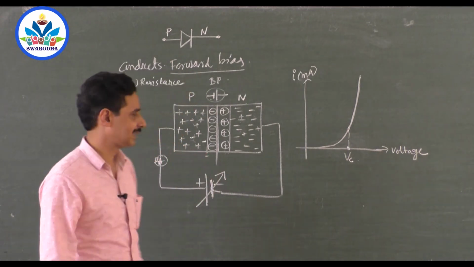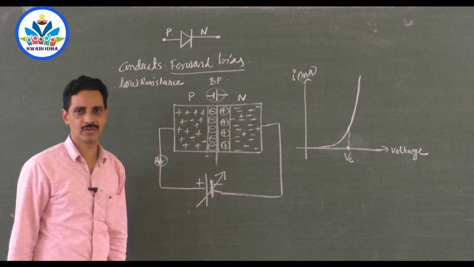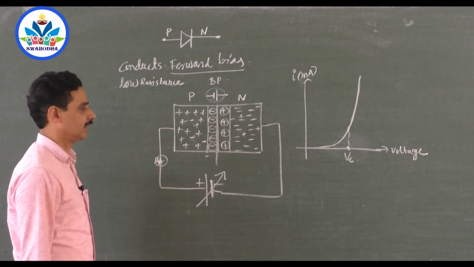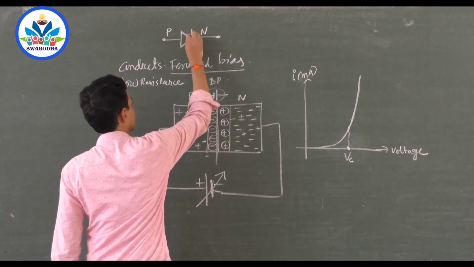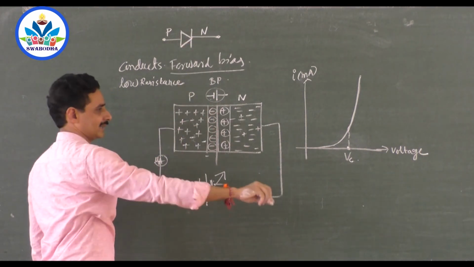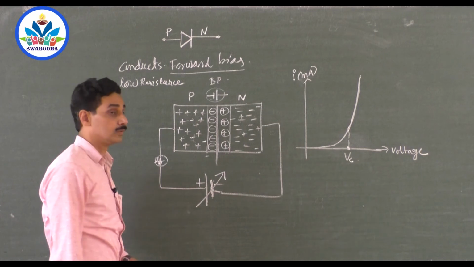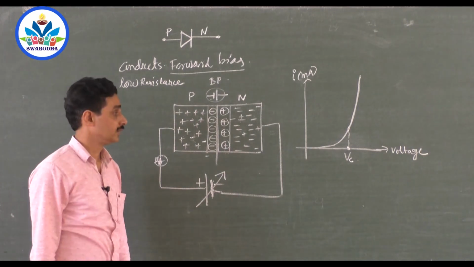So resistance decreases, current starts flowing in the circuit and the diode conducts during forward bias. That's why in the symbol you have an arrow mark here like this. So it conducts. Now go for the reverse bias. The graph you can see.